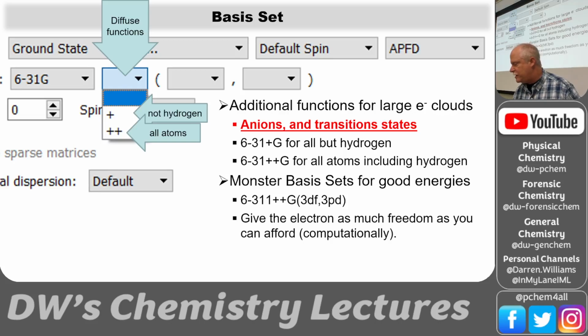So this monster basis set for really good energies has all kinds of Gaussians built into the core and in the valence electrons. This one has diffuse functions on the heavy atoms and on hydrogens. And it's got 3 D and F functions on all of the heavy atoms and 3 P and D functions on the hydrogen atoms. So that electron cloud is completely free to go at any angle it wants. And the only downside is this is going to take the computer a lot longer to calculate.